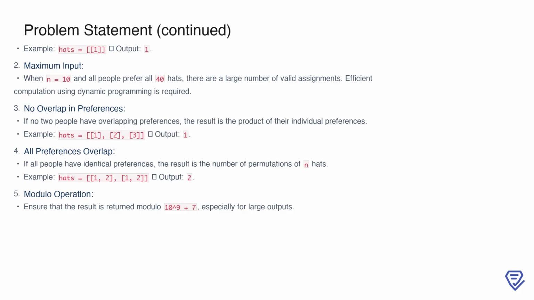Other cases include situations with no overlap in preferences, where the result is simply the product of individual preferences, and cases where all preferences overlap, which reduces to the number of permutations of n hats. Lastly, for all outputs, we ensure the result is returned modulo 10^9 plus 7 to handle large numbers efficiently.